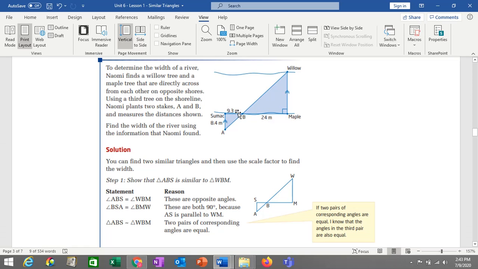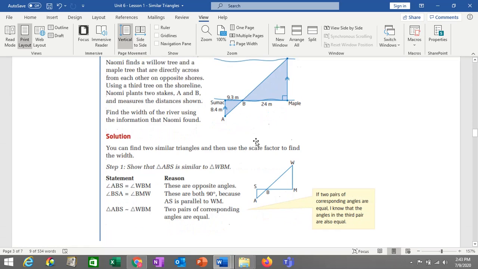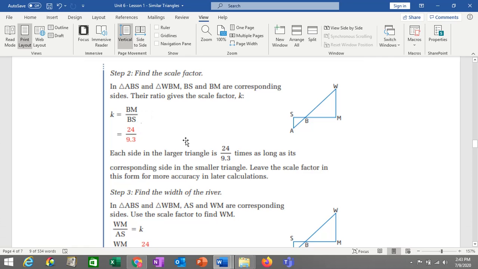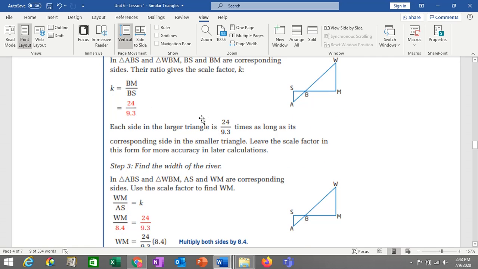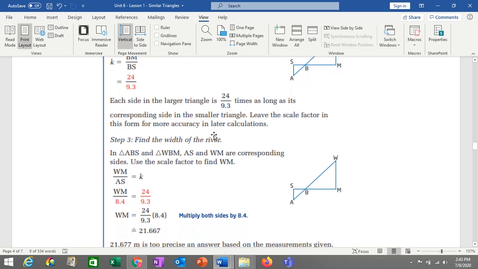So let's figure out what the scale factor is between them. So 24 divided by 9.3, which is what we're doing here. It says here that they're going to leave the scale factor in this form for more accuracy in later calculations. So you could get 24 divided by 9.3 as a decimal number on your calculator, but that's going to round. So you could just leave it like that and then figure things out after. So we're just going to leave it as 24 over 9.3. If you did it as a decimal, not really a big deal. Okay, so we know that this is the scale factor, 24 over 9.3. So that's your fraction there.